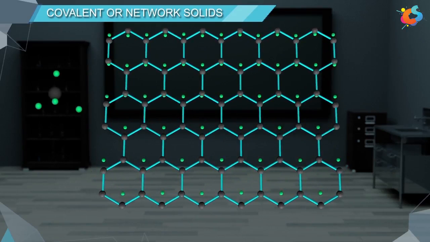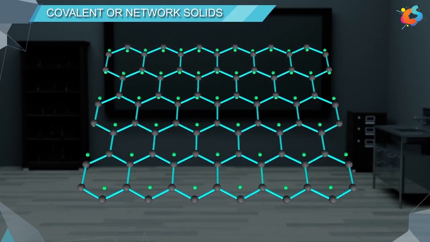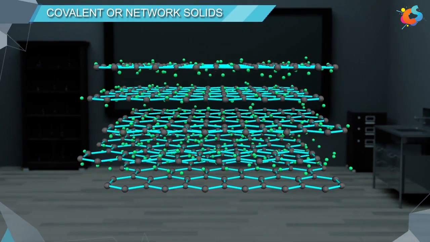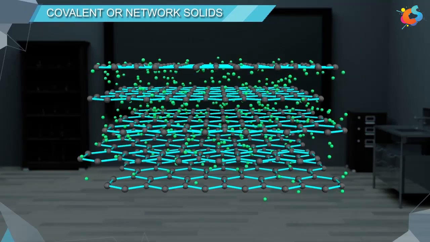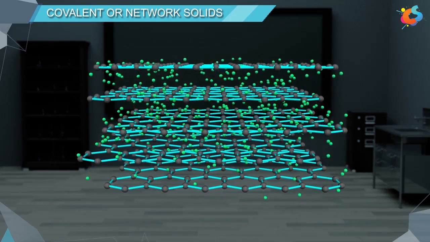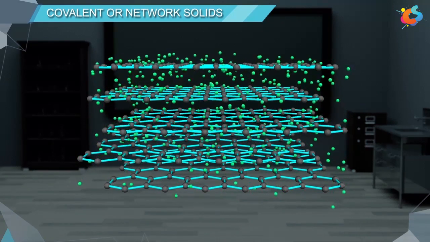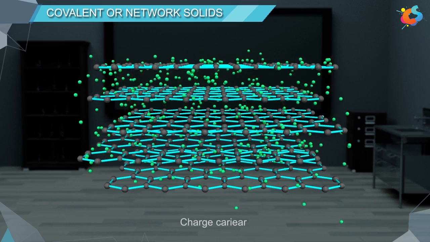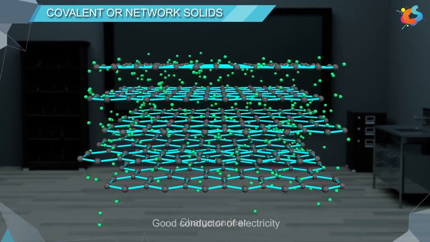We know that carbon is tetravalent in nature and has 4 valence electrons. In each layer, one carbon atom is bonded to 3 other neighboring atoms within the same layer. The 4th valence electron of each carbon atom remains unbonded and is present between the layers. This fourth valence electron is free to move within the structure. When potential difference is applied, these free electrons act as charge carriers and make graphite a good conductor of electricity.